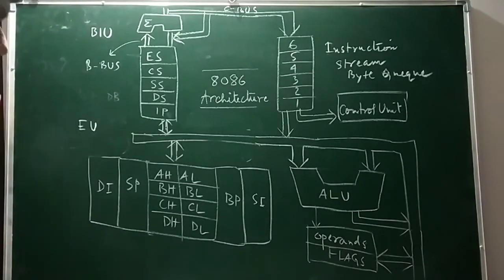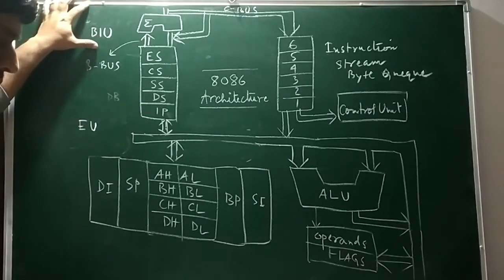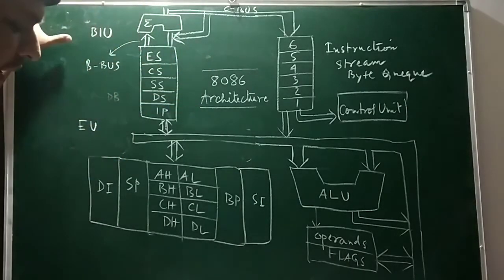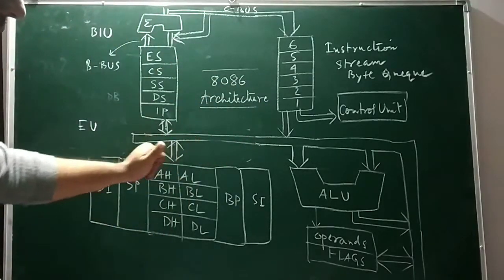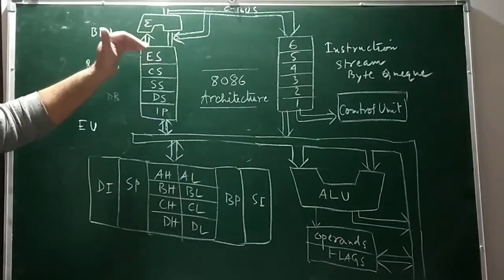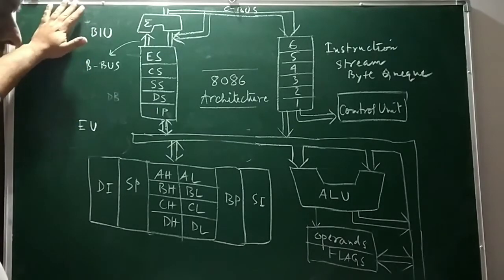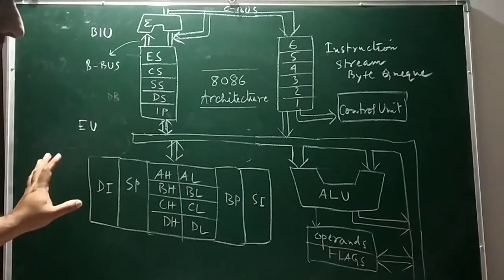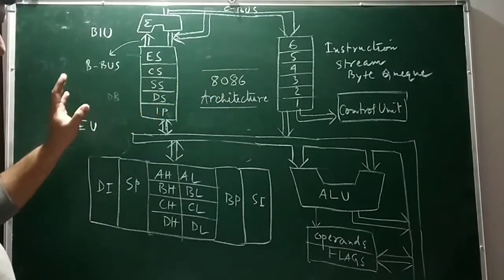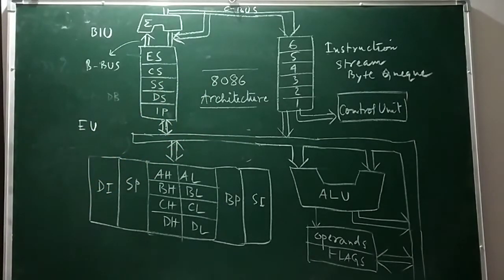In simple words, the bus interface unit of the 8086 handles all transfers of data and addresses on the buses for the execution unit, that is EU.